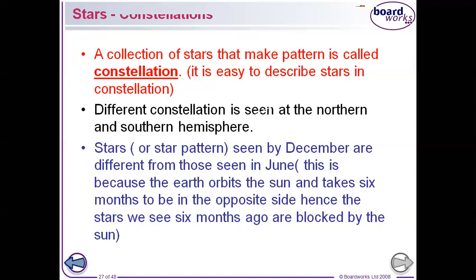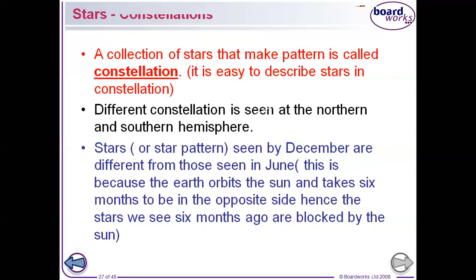So different constellations are seen in the northern and southern hemispheres. That means if you're in the north, like myself in the northern hemisphere, I see a constellation pattern in the night different from what you see if you're in the southern hemisphere. Okay? Star patterns seen in December are different from those seen in June. This is because the Earth orbits the Sun and it takes 6 months to be on the opposite side. Hence, the stars we see in the first 6 months are blocked by the Sun.